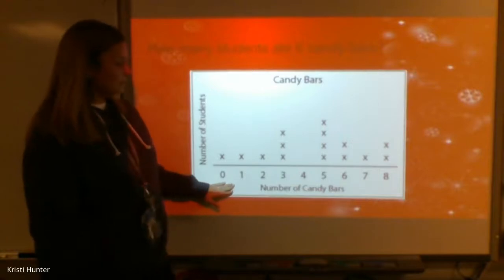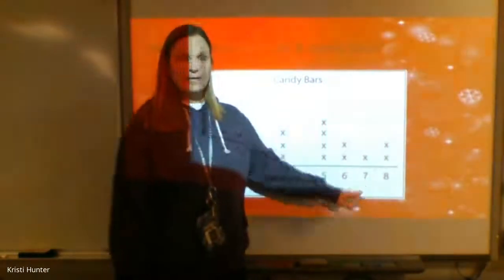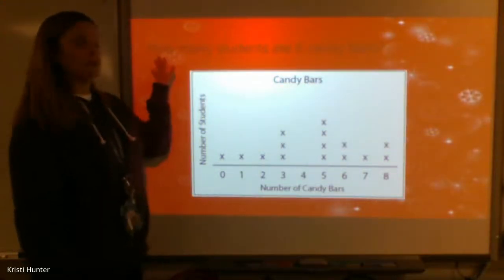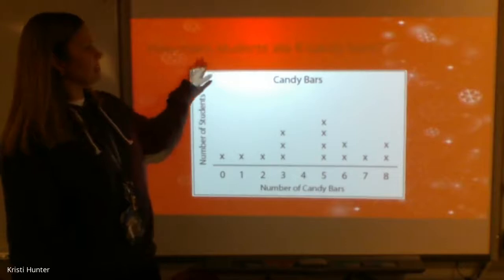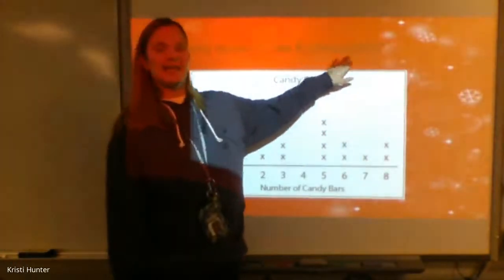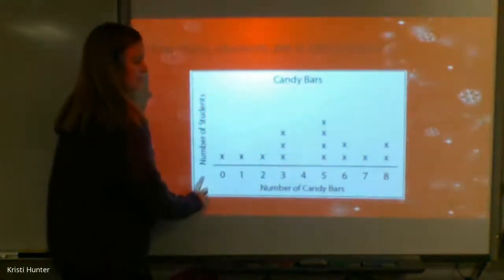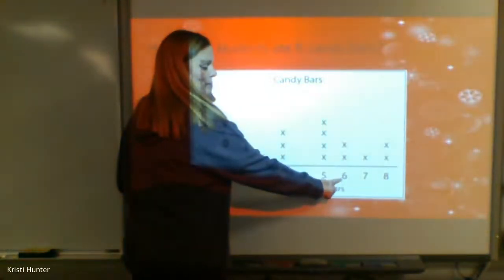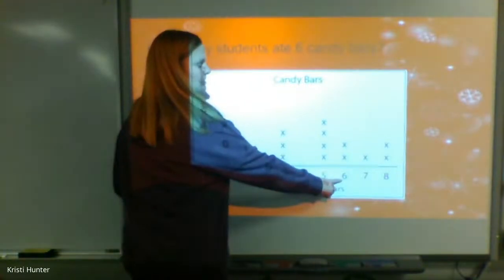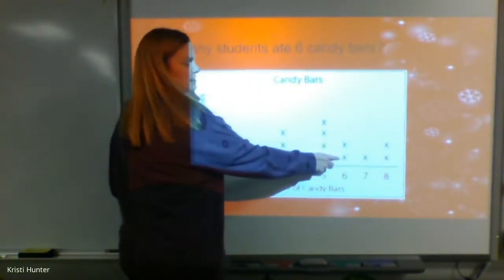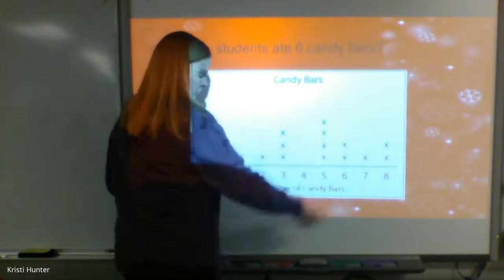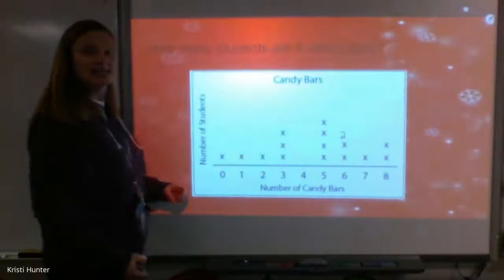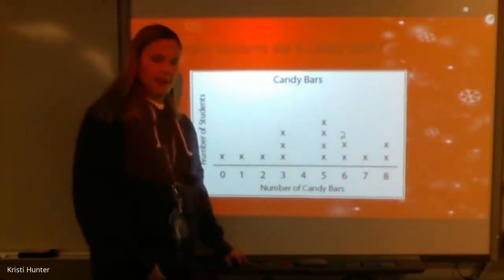So I'm going to be able to look at my line plot and see how many candy bars each student ate. So let's take a look at question 1. How many students ate 6 candy bars? So again, I'm going to find my number on the bottom, find my 6 candy bars, there's the number 6. And how many students is on it? 1, 2. 2 students ate 6 candy bars, right?